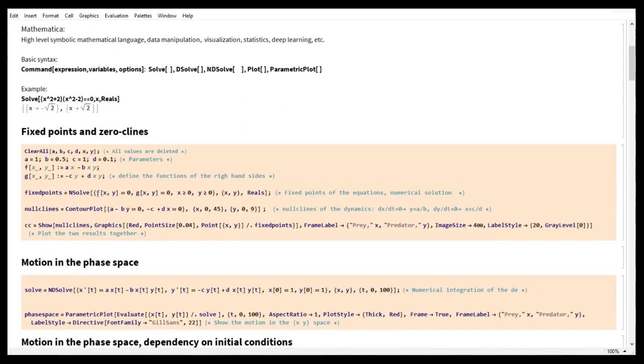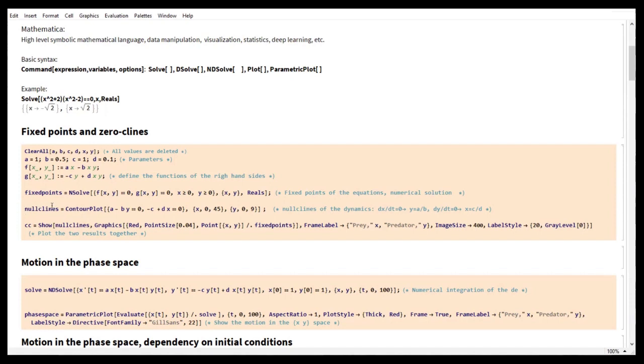After that we numerically solve for the fixed points. It numerically solves the equation where one right-hand side equals 0 and the other right-hand side equals 0, with the condition in both cases that the values should be non-negative. We solve this for x and y, and we only consider the real values. We store these results in a fixed points vector.